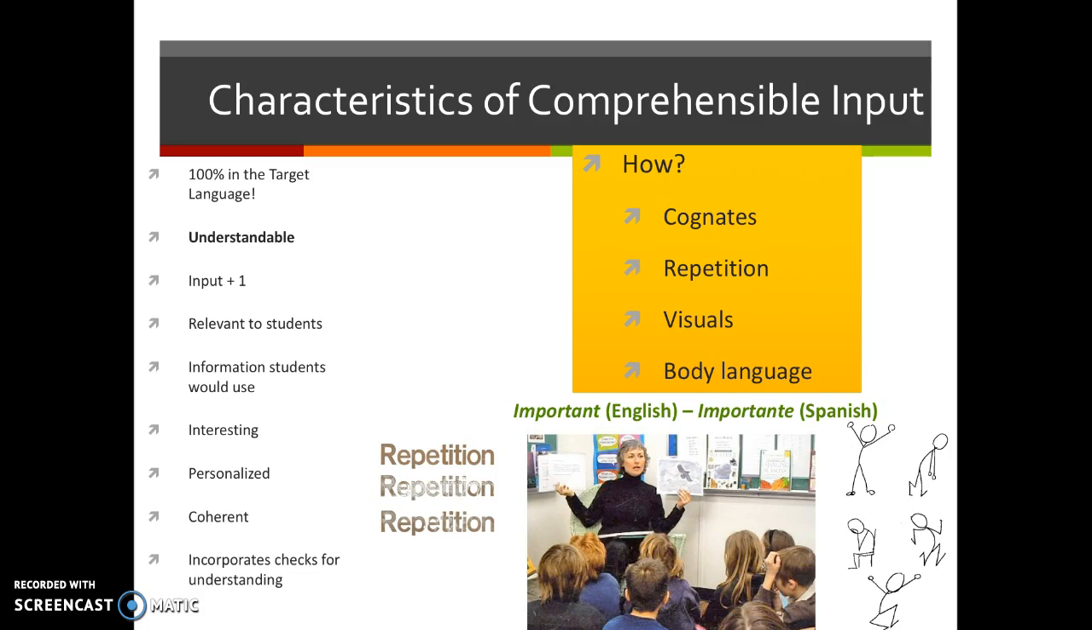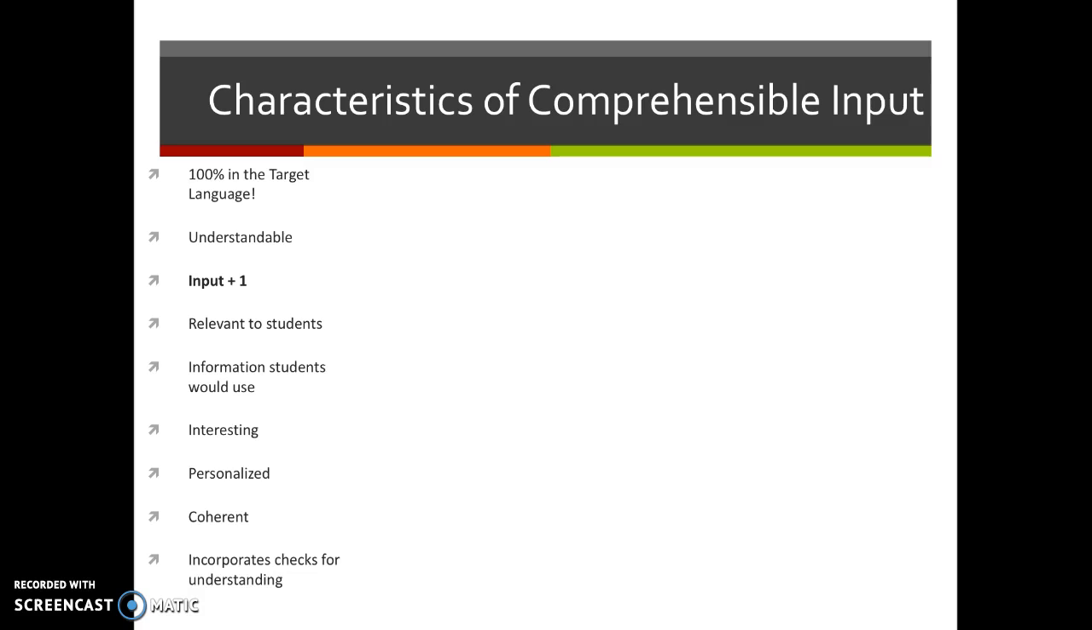to always watch you. The third characteristic of comprehensible input is that it needs to be input plus 1. In other words, the new concept, whether it be a new structure, set of vocab words, or a cultural element, needs to be slightly beyond the student's current level.